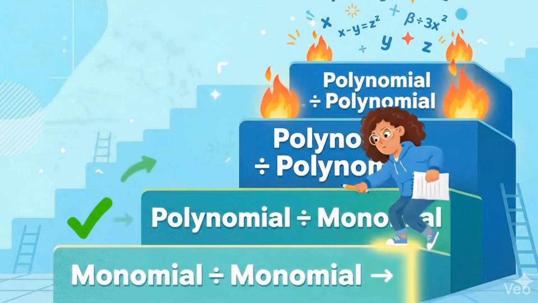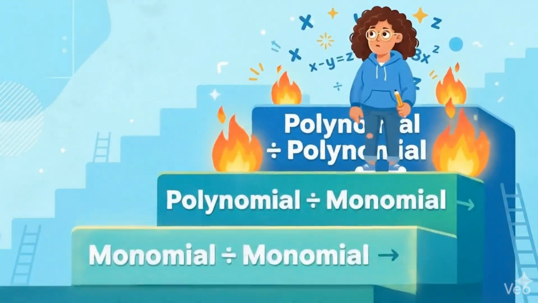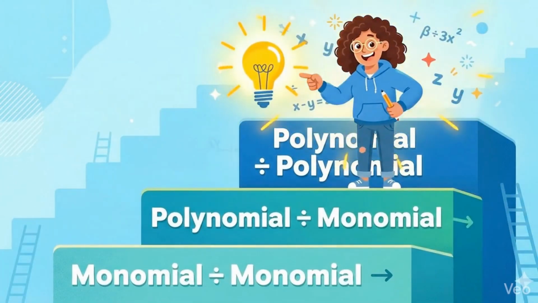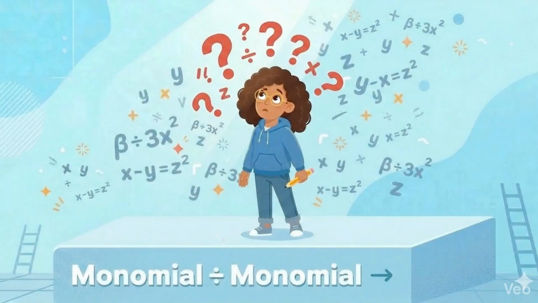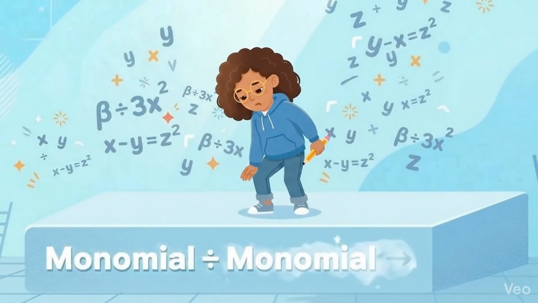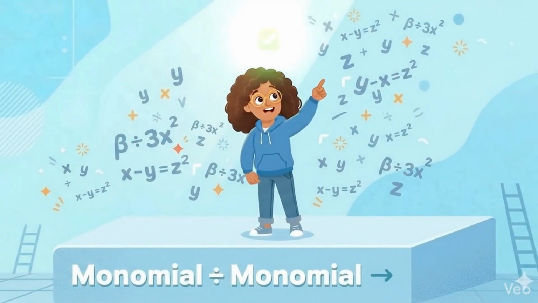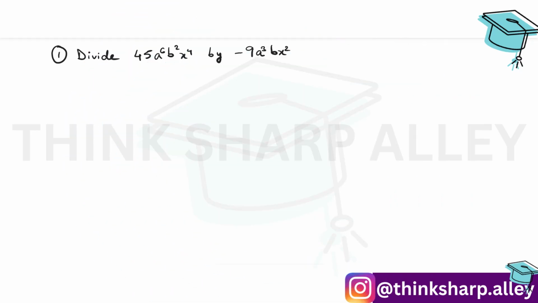Today we are learning polynomial division, starting from the basics and gradually moving to more complex cases. Let us learn how to divide a monomial by a monomial. To understand polynomial division, it's very important that we understand how to divide monomials. For this, we need to know one law of exponent, which is this. Let's see how we apply this.